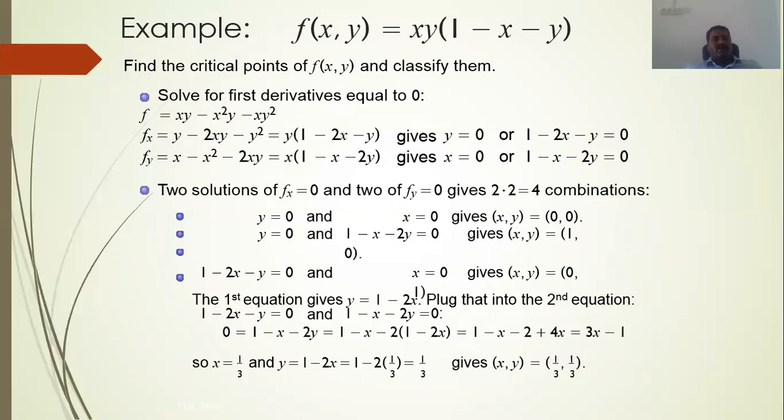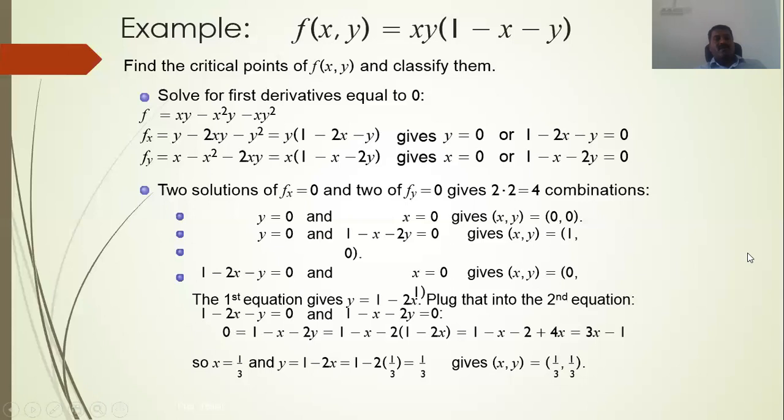y equals 0 and x equals 0 gives one critical point, that is (0, 0). y equals 0 and 1 minus x minus 2y equals 0 gives (x, y) equals (1, 0). You plug in y equals 0 here, then you get x equals 1. Similarly, 1 minus 2x minus y equals 0 and x equals 0: plug in x equals 0, which gives y equals 1. Okay, so you get (0, 1) as a stationary point.